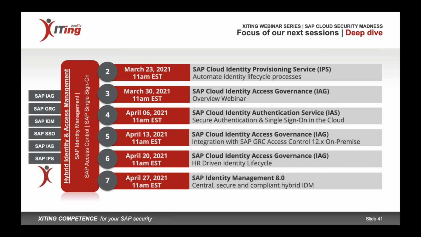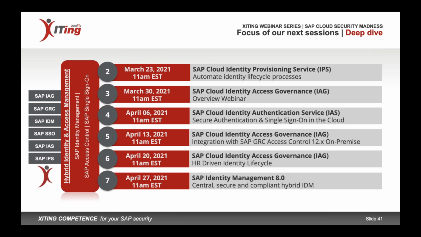Like we said in the beginning, we have six more webinars upcoming. Today was just about, again, breaking ground, getting an overview, understanding what is there, how does it work. And then especially in the next three webinars, on webinars 2, 3, and 4, we'll specifically talk about the three main services that there are in the cloud. We'll be starting with IPS, the identity provisioning service, next week. That's next Tuesday. Then we talk about the IHE in 2 weeks, and then IAS, identity authentication, on April 6th.